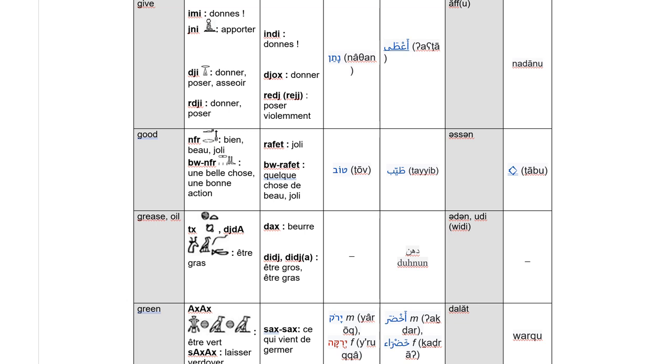You have here ach, which means to be green, or the sahach, which means to let something become green, and sach in Wolof, which means something which is also becoming green. And as you can see here in Arabic or Hebrew, Yaroch, Akhdar, etc., nothing to do with Egyptian and Wolof.